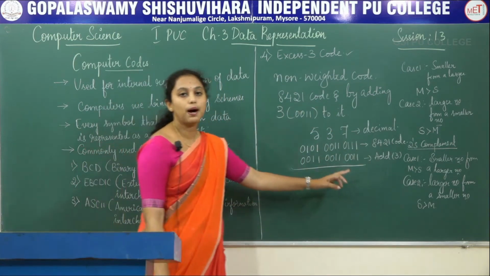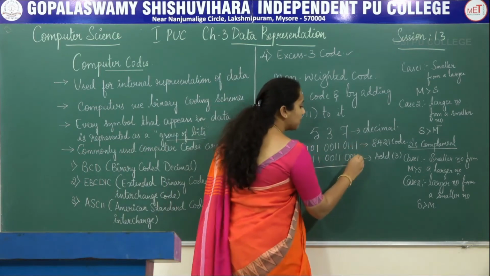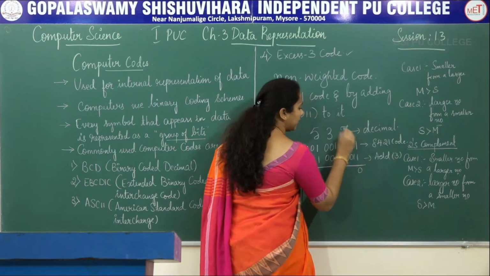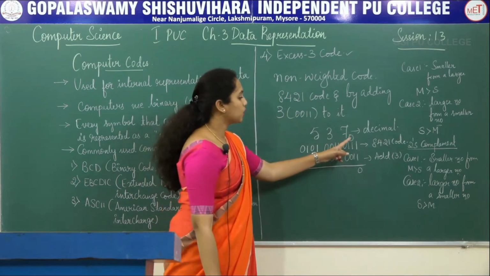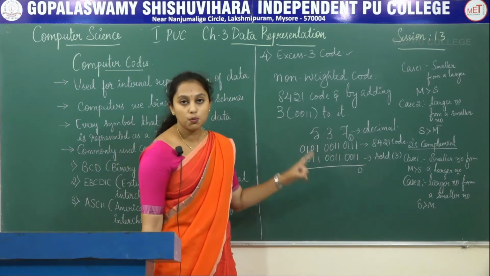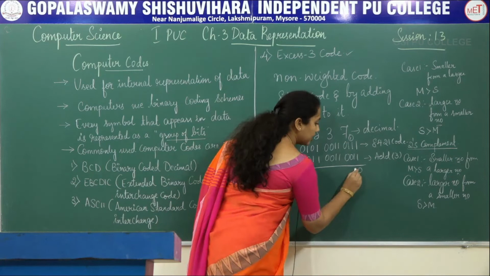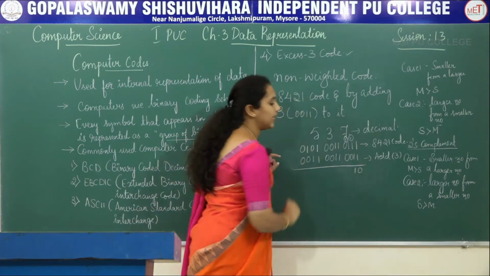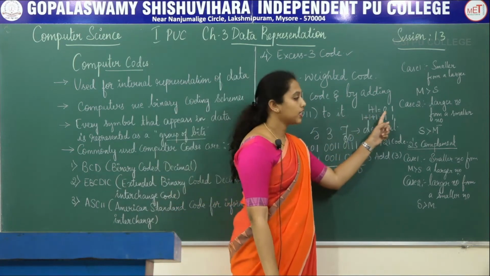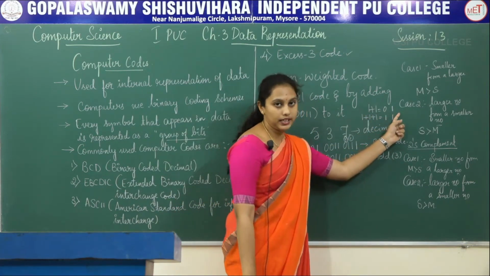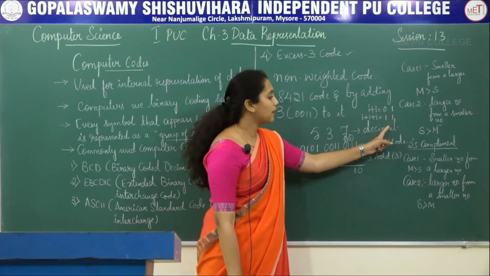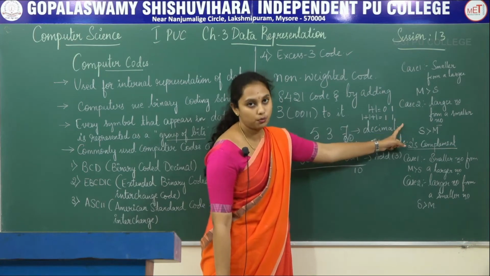Now add the binary digits. What is 1 plus 1? 1 plus 1 is 0, 1 carry. What is 1 plus 1 plus 1? 1 plus 1 plus 1 becomes sum 1 and carry 1.